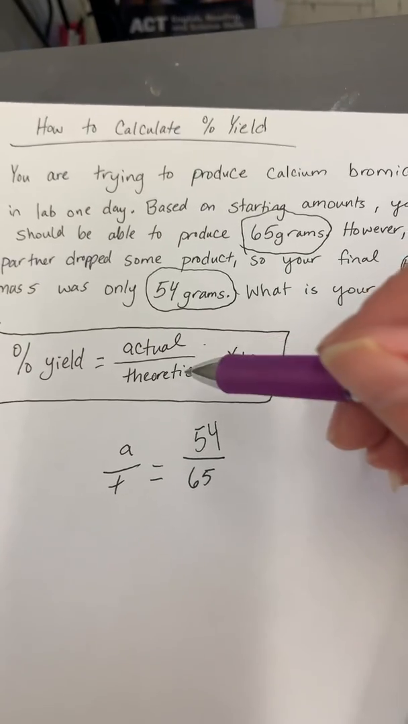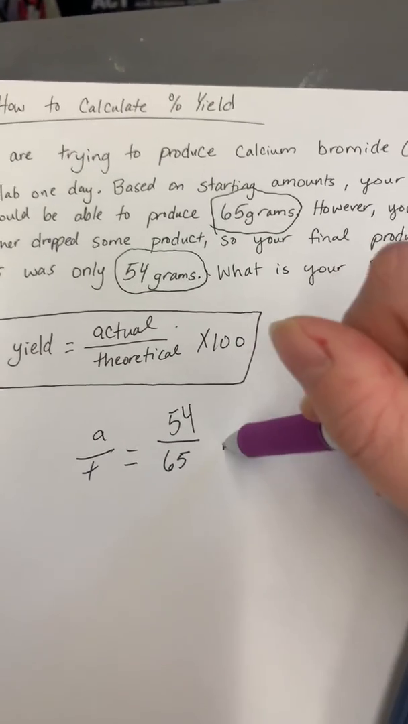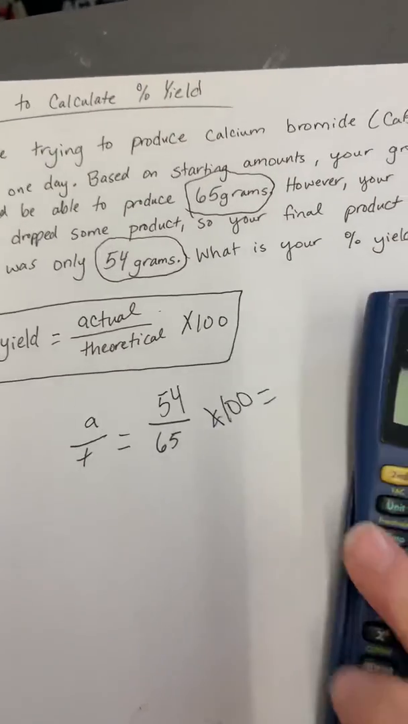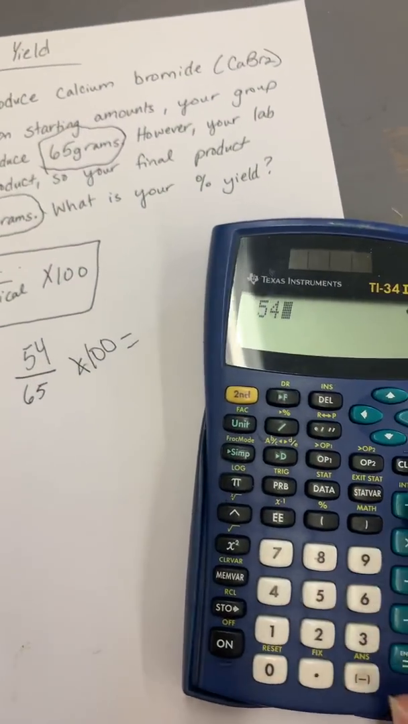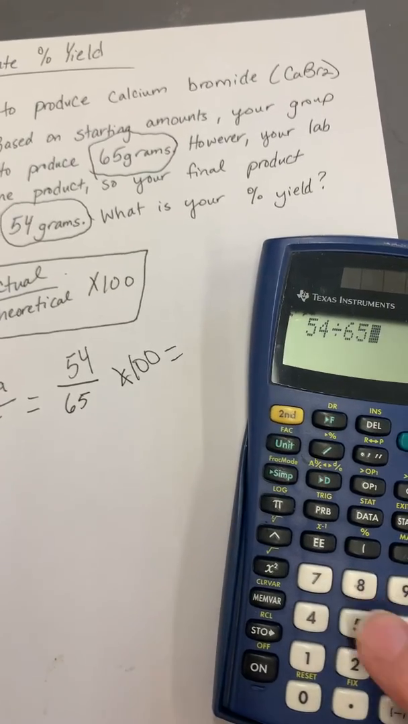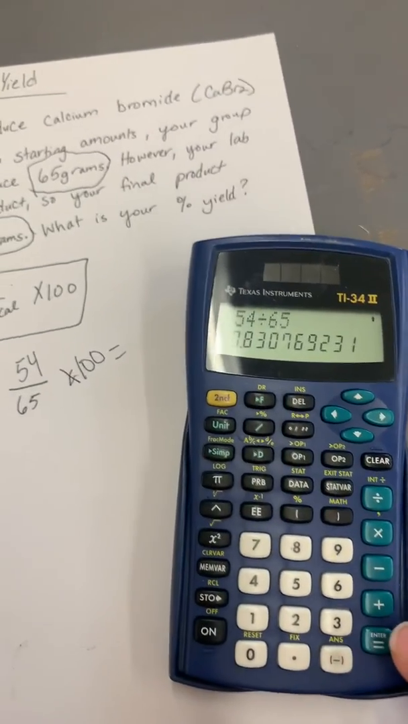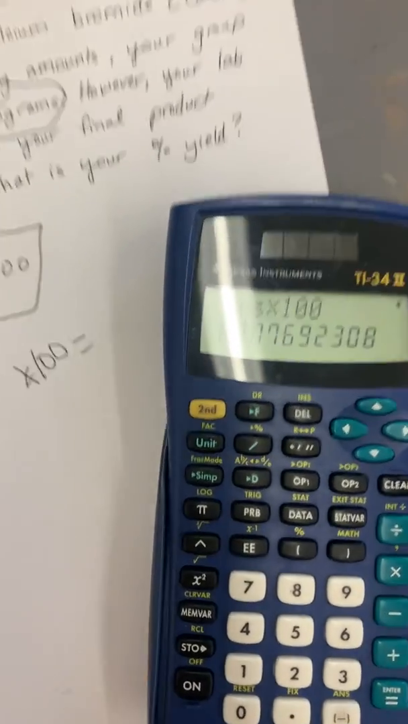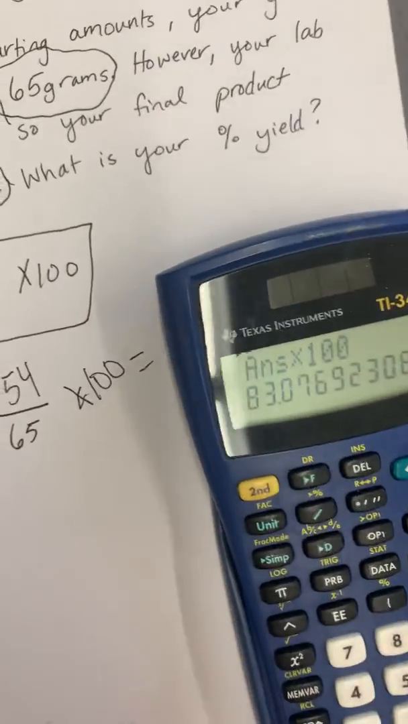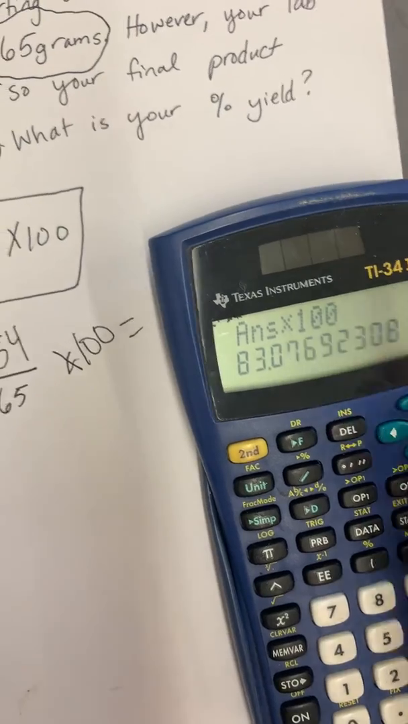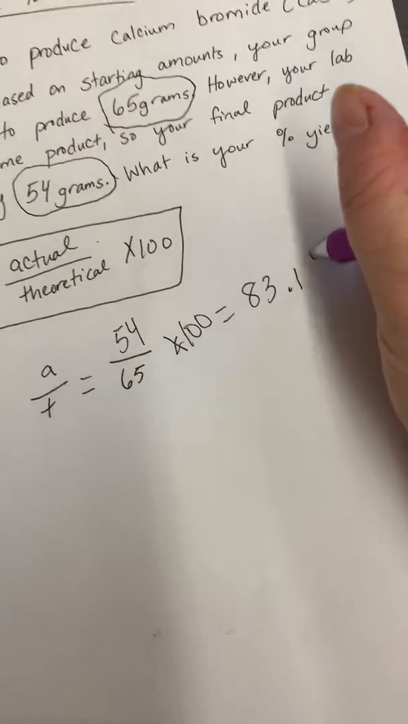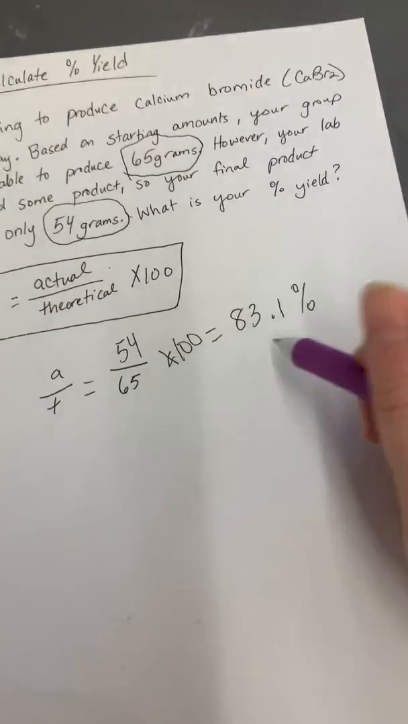So you just do actual divided by theoretical times 100. So I'm gonna do 54 divided by 65. That gives me a decimal, and then I just do times 100, which makes it a percentage. So that's like 83.07. I just rounded off to like 83.1, and then you just put a percent on it. So that's your final answer.